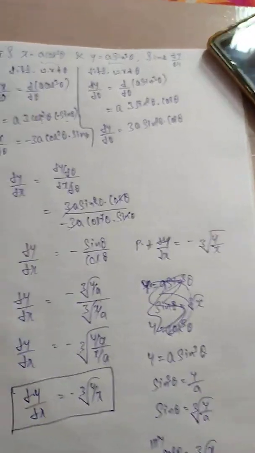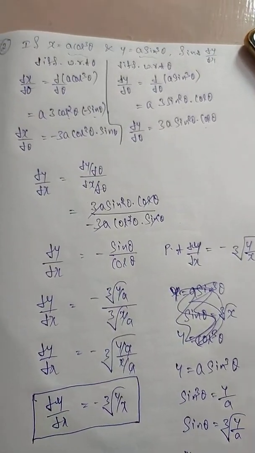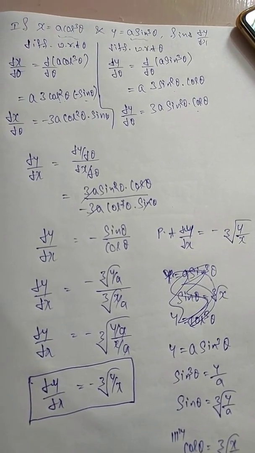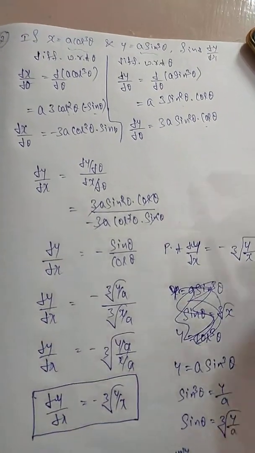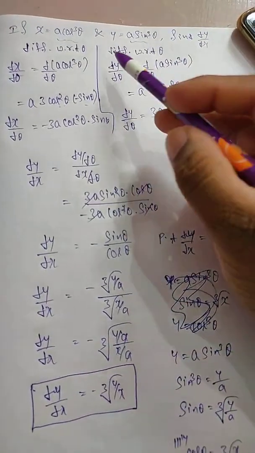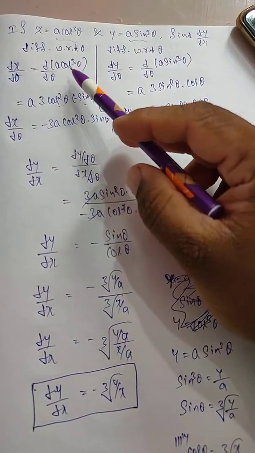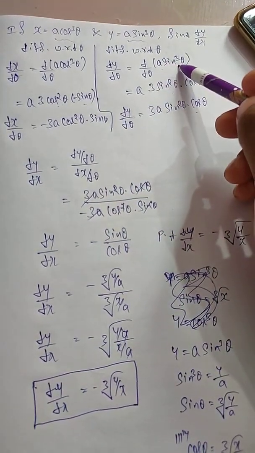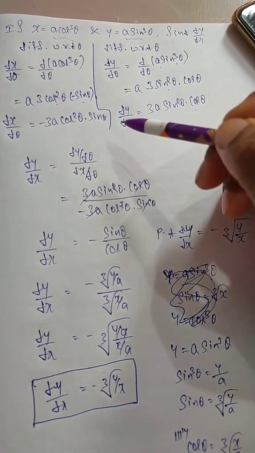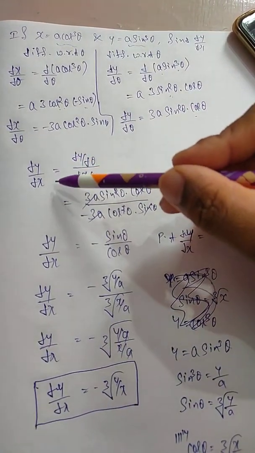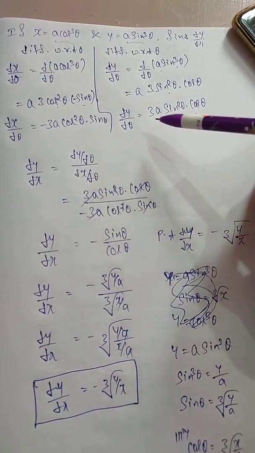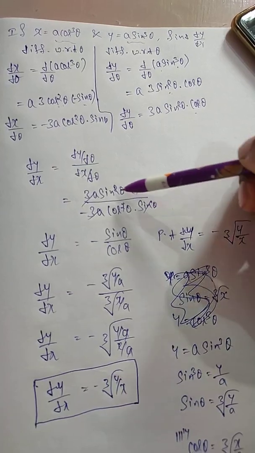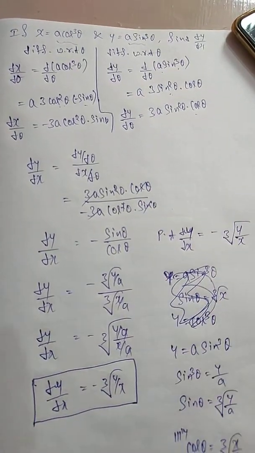Is it clear? Once again I am repeating, just listen here. Here x is equal to a cos cube theta, y is equal to a sin cube theta. If you want to find the dy by dx, differentiate with respect to theta separately. Here a is a constant, the derivative of cos cube theta is 3 cos square theta, again the derivative of cos theta is minus sin theta. A is a constant, the derivative of sin cube theta is 3 sin square theta, again the derivative of sin theta is cos theta. Now you want to find the dy by dx. Dy by dx is dy by d theta by dx by d theta. Dy by d theta is 3a sin square theta cos theta, dx by d theta is minus 3a cos square theta sin theta. Sin theta cancel, cos theta cancel. Now 3a cancel.